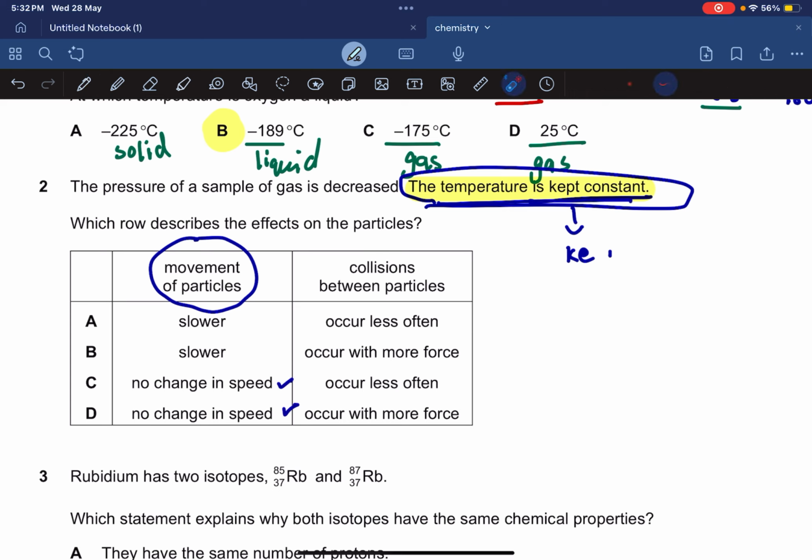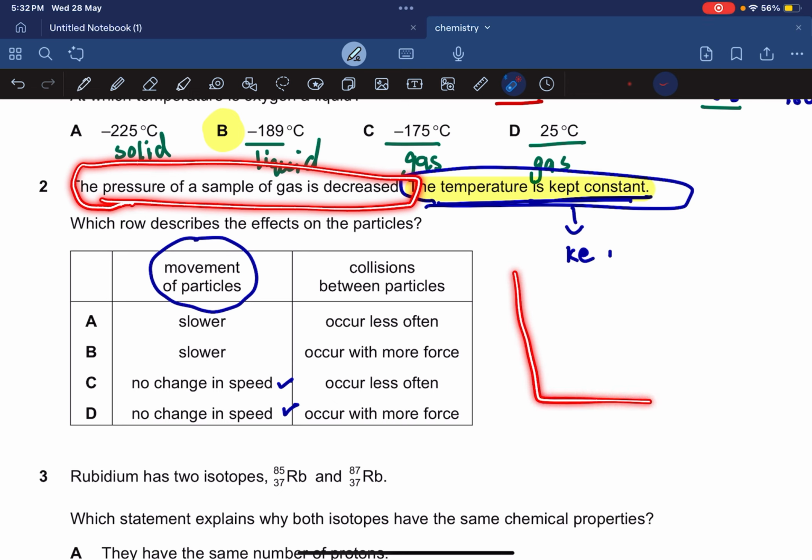Now there's no change in the speed, but still the pressure of the sample has decreased. You should always remember that the pressure of a gas is because of the collisions. When particles collide, not with each other but with the walls of the container, they exert a pressure on the walls, and that's why your gas has a pressure. So if the pressure is getting decreased, that means the number of collisions is getting decreased. So the collisions between particles are going to occur less often, hence making option C the correct one.